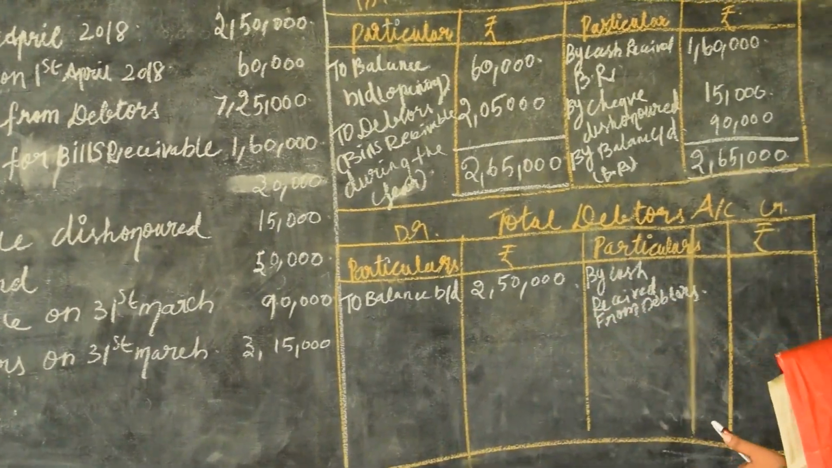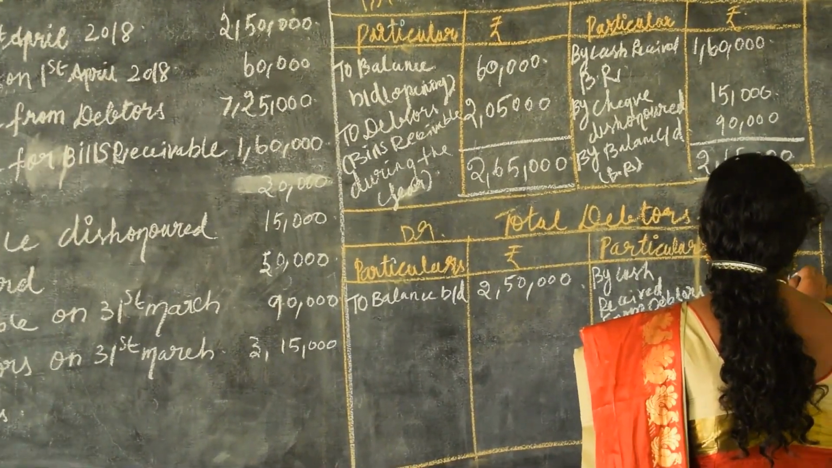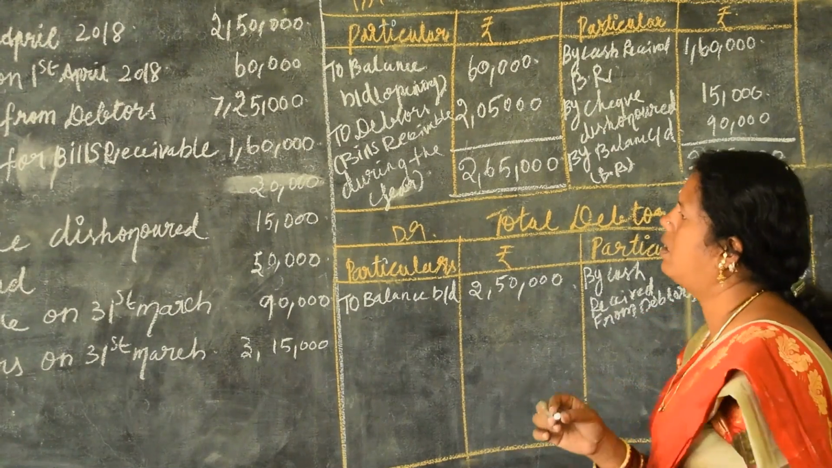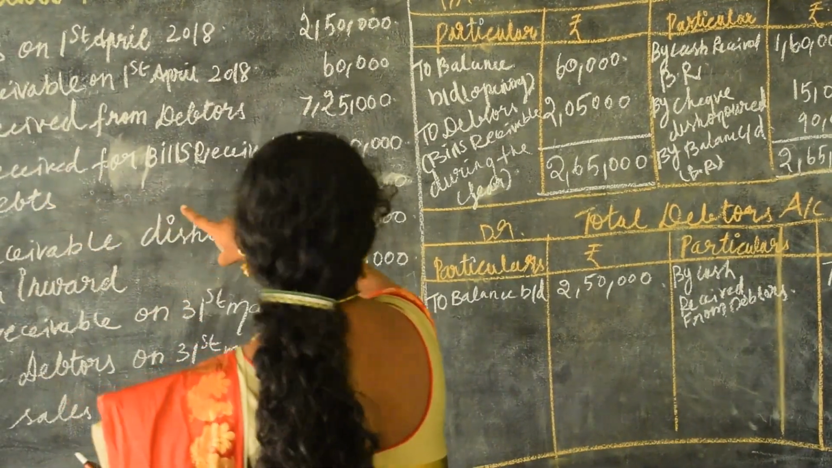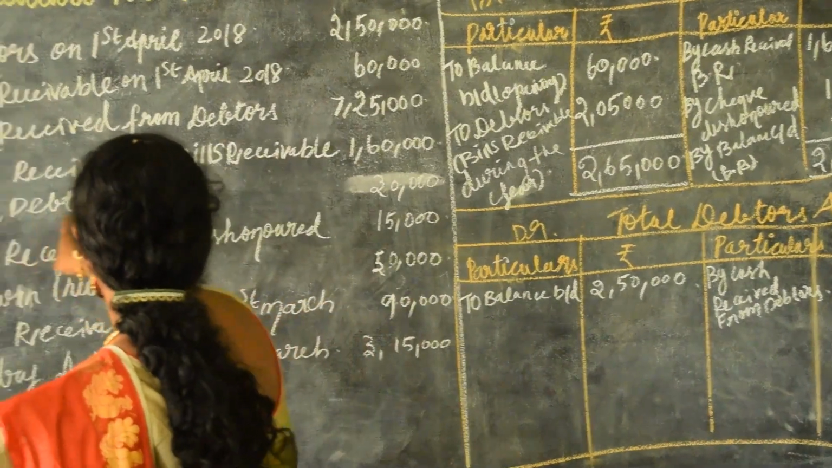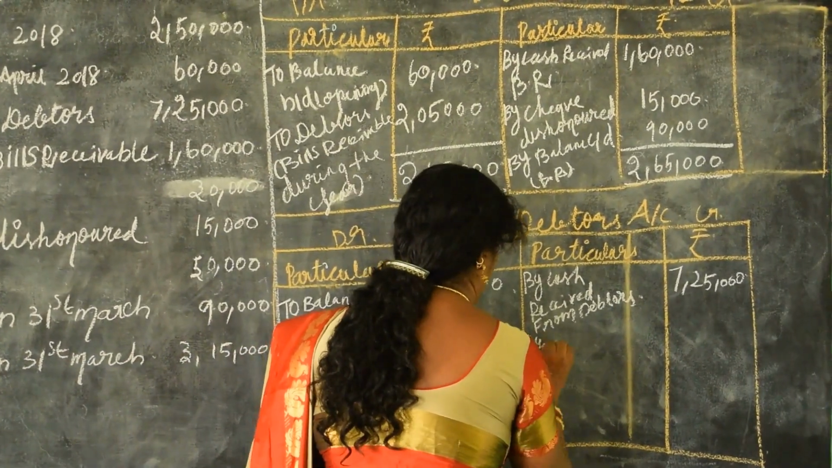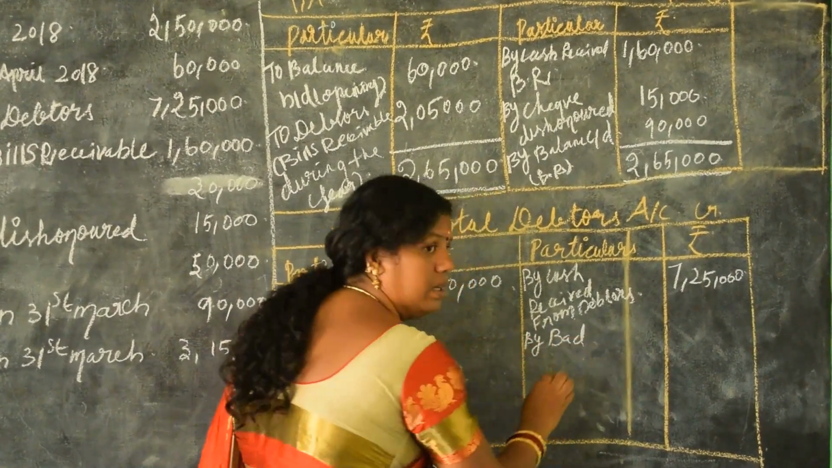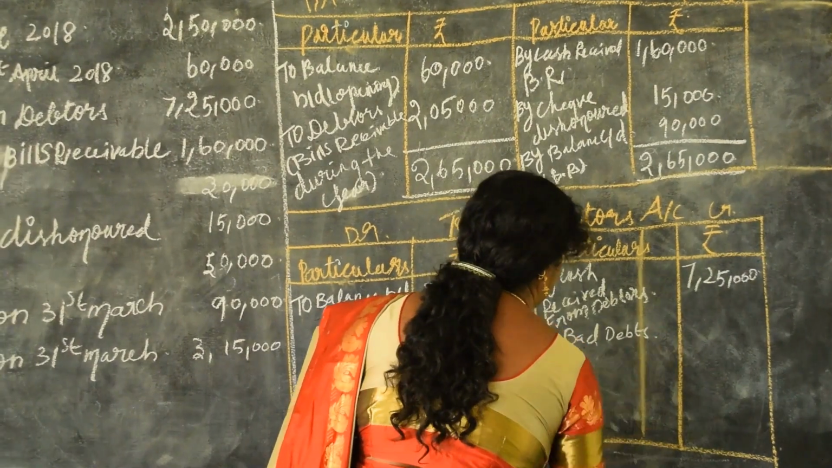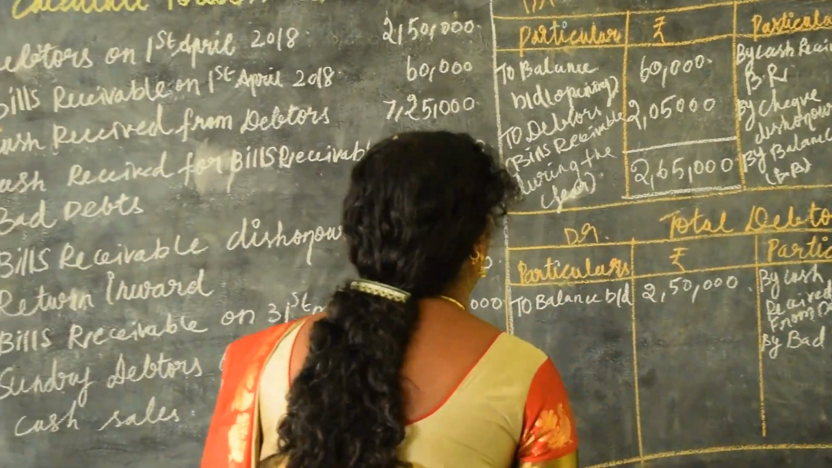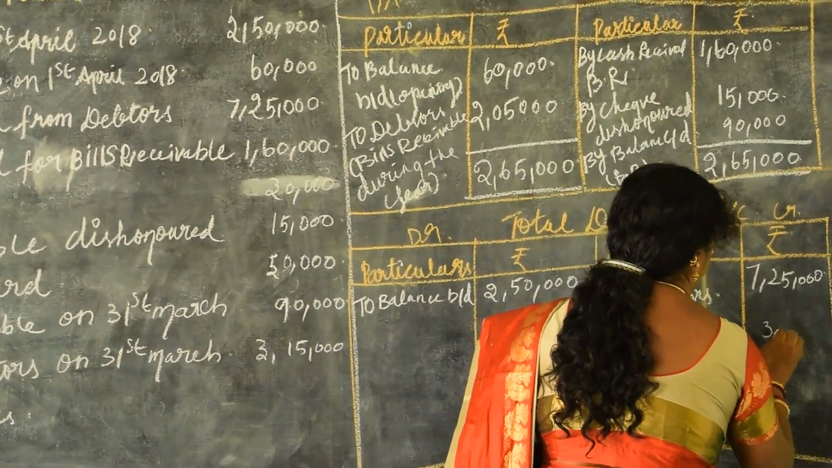Cash received from debtors, how much? 7,25,000. Write the values. Next one is bad debts. Bad debts also should come here only. What is bad debts? The amount which will not at all be recoverable. That is 30,000.